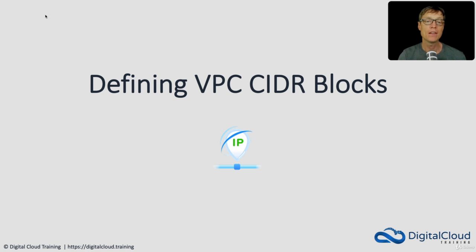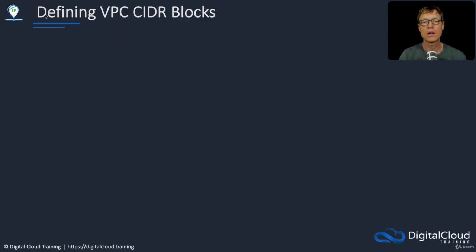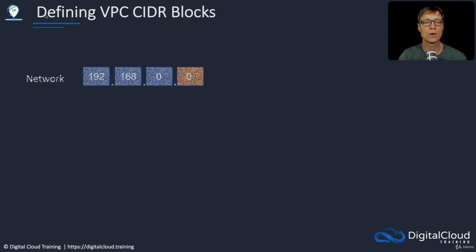Welcome back. In this lesson, I'm going to show you how to define the CIDR blocks for your VPC. In the next lesson, we will be creating a custom VPC of our own, so we need to make sure we understand what CIDR block to use before we go there, so that we make sure from the start that we're going to have enough subnets and enough hosts per subnet. So let's have a look at defining CIDR blocks.